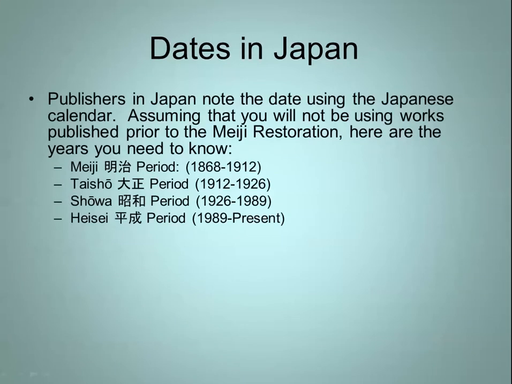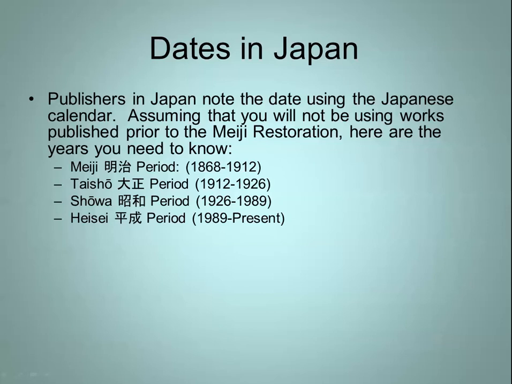Publishers in Japan note the date using the Japanese calendar. Yes, they still do that. Sometimes they'll give you the Western calendar year, but all the time they'll give you the Japanese calendar year. Assuming that you'll not be using works published prior to the Meiji Restoration, I'm just going to give you a quick rundown on this today, and then when we get later into the lunar calendar, we'll be talking a lot more about calendrical conversion. But here are the years that you need to know.